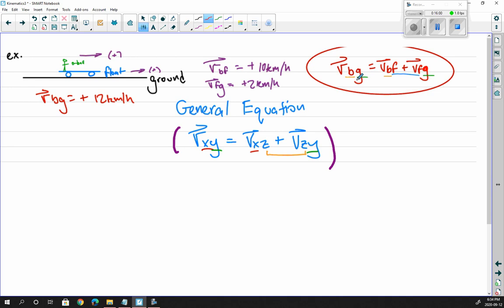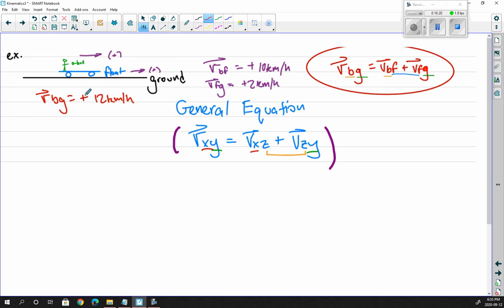So the velocity of the ball with respect to the ground is equal to the velocity of the ball with respect to the float plus the velocity of the float with respect to the ground. That's how we add them. So that would be 10 plus 2 gives me 12. I have to have positive signs here.